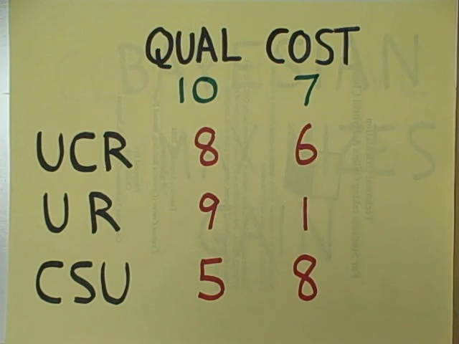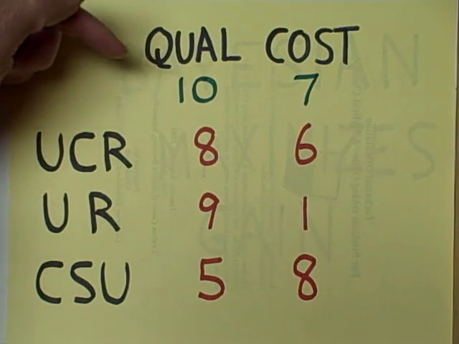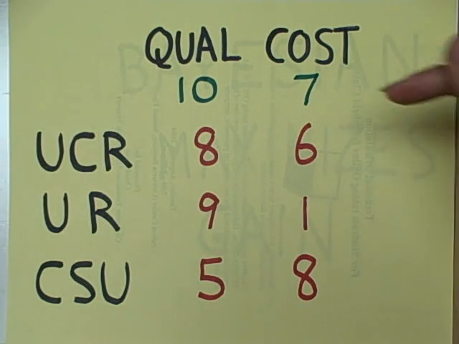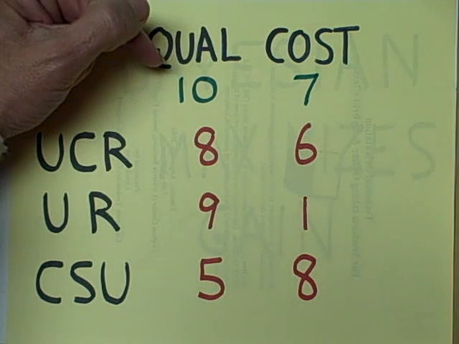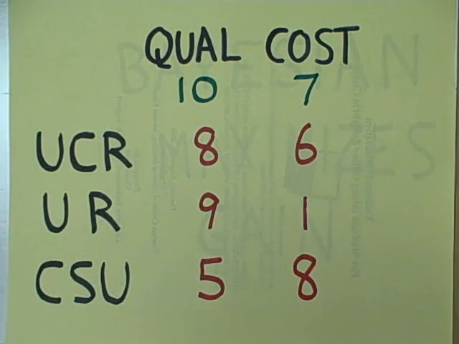Now, these different criteria are both important, but they're not equally important. You think that the quality is more important than the cost. And so when it comes to weighting those 2 criteria, you're going to give a higher weighting to quality, say the number 10, and only a 7 to the criterion of cost.